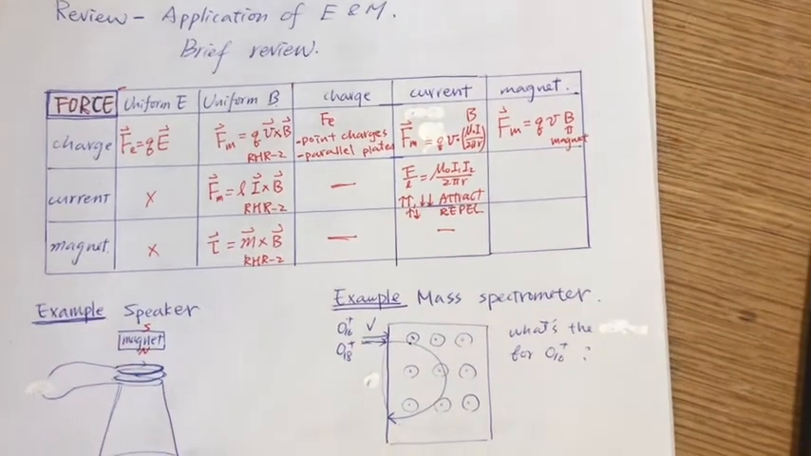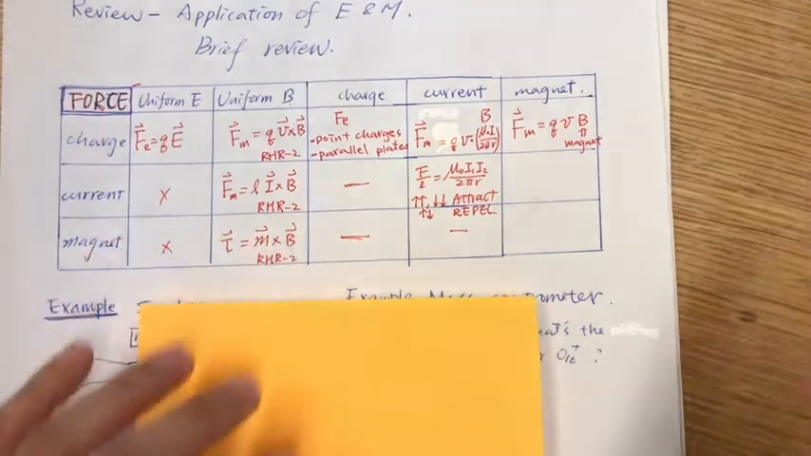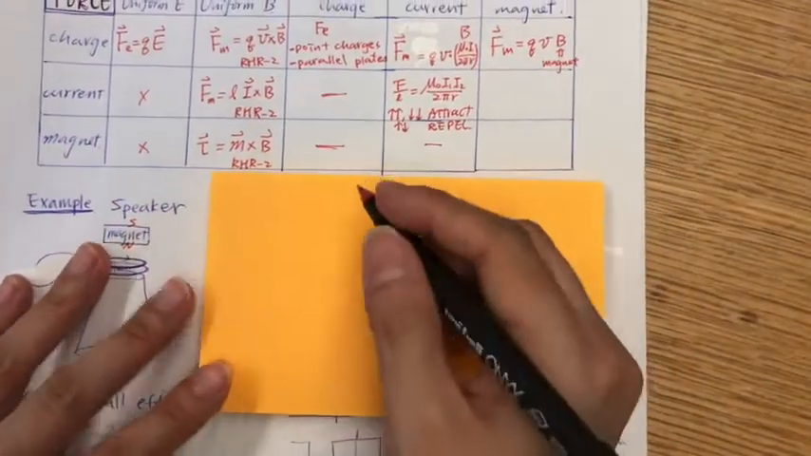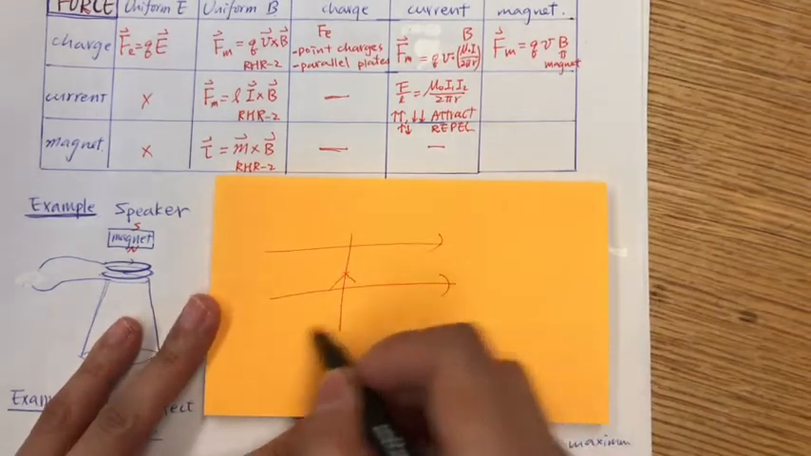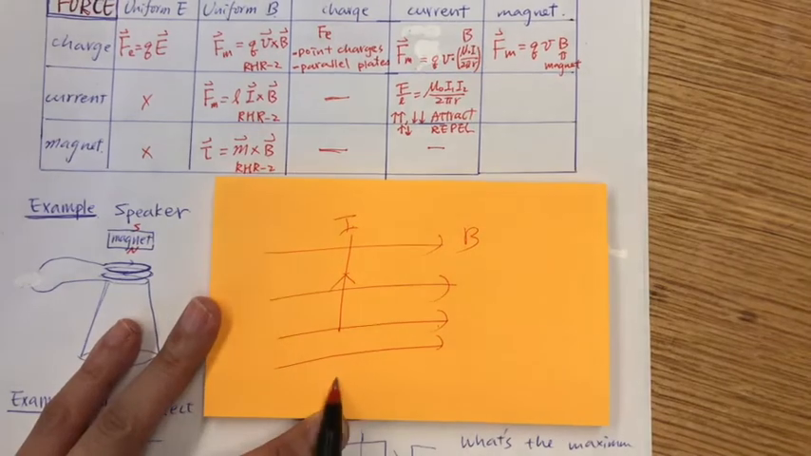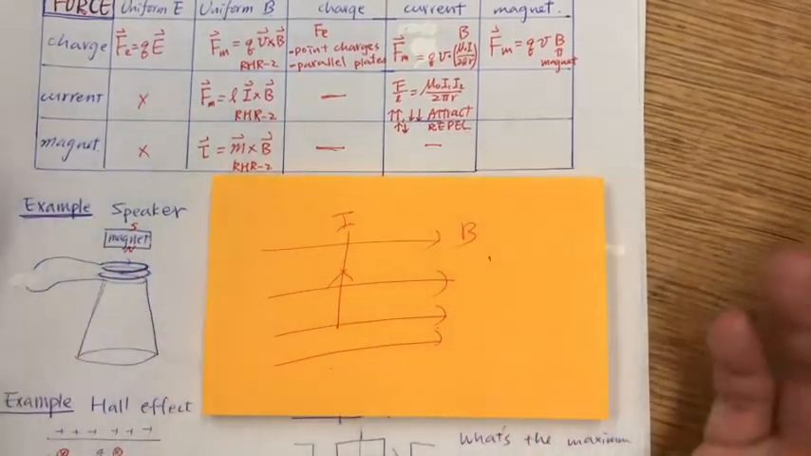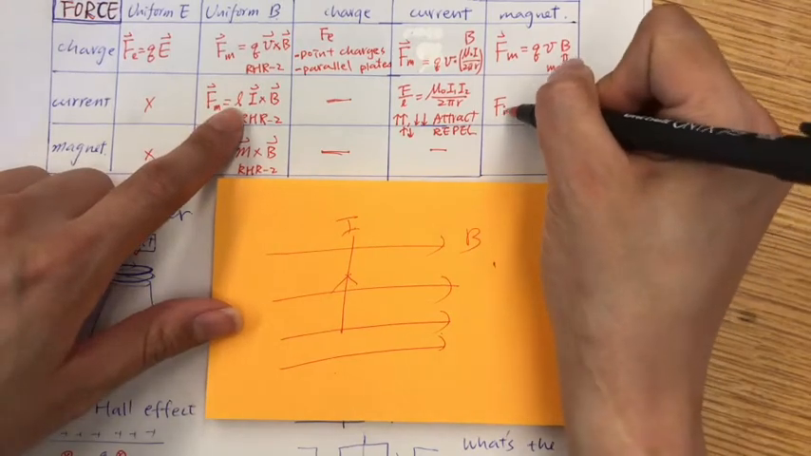All right. Then the next case that we can look at, current and magnet. When we put a current in a magnet, the current will feel the magnetic force. Like we just talked about this case here, right?